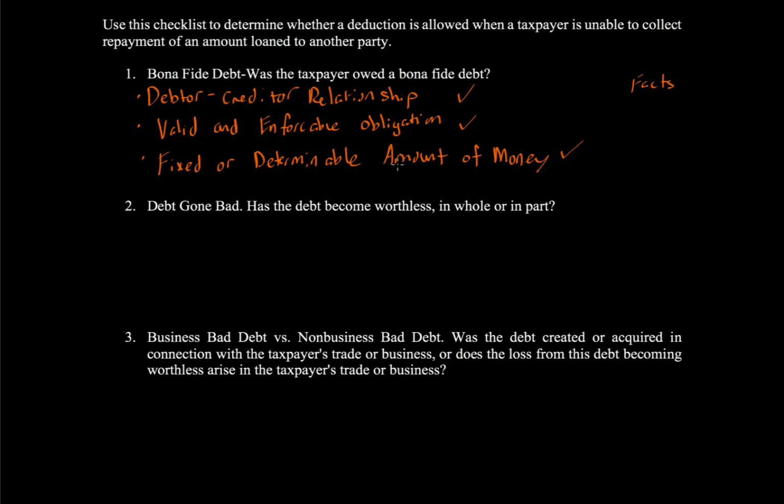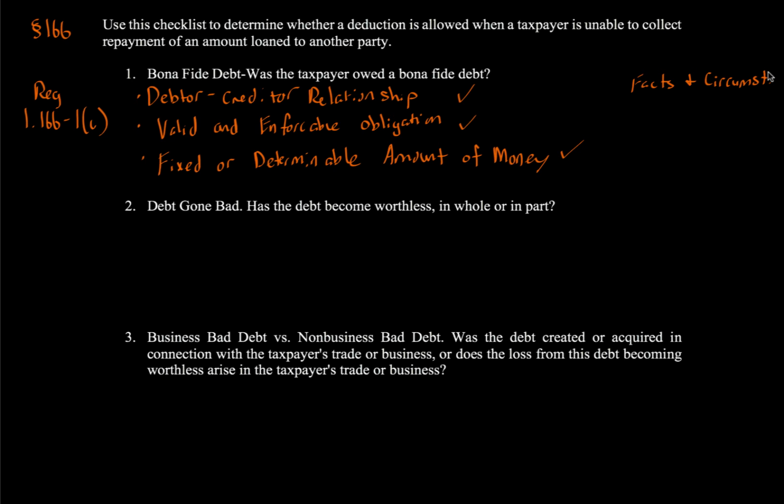By the way, this comes from the regulations. So section 166 deals with bad debt deduction. This comes from reg 1.166-1(c). And this is probably one of the most important parts of determining the bad debt deduction. So it's a facts and circumstances analysis.